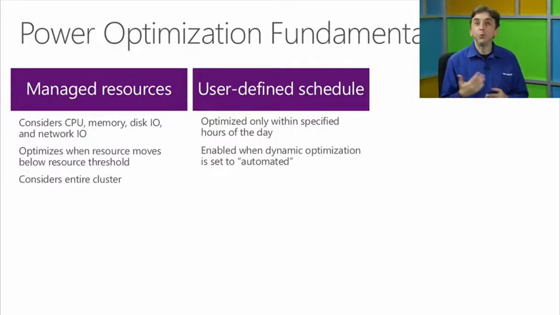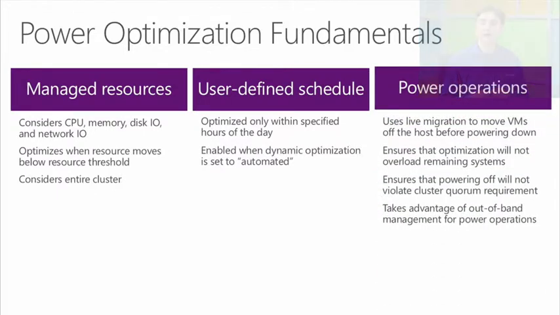I can define when this kicks in. Maybe I only want it to kick in at night and weekends. Maybe I only want it to kick in at lunchtime or something like that. Well, I can specify when that's going to happen, and I can enable it. I can enable power optimization only when dynamic optimization is set to automatic, because we have to be able to rebalance this workload, especially when that load picks up.